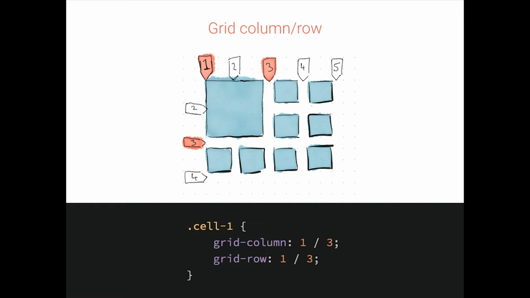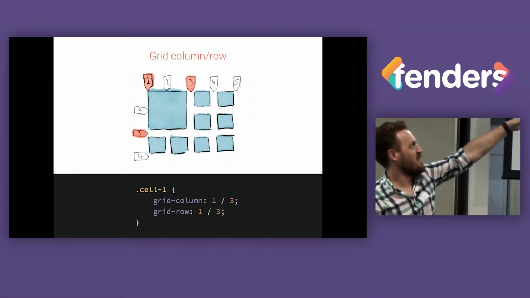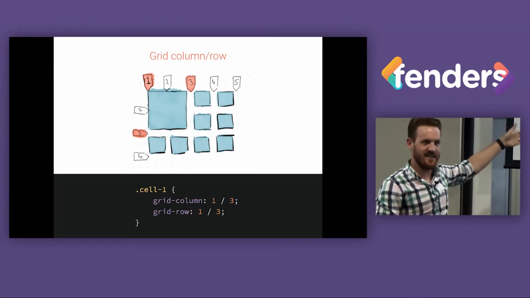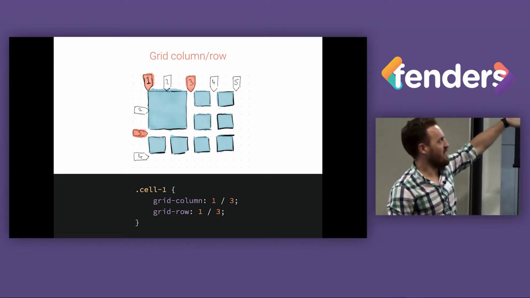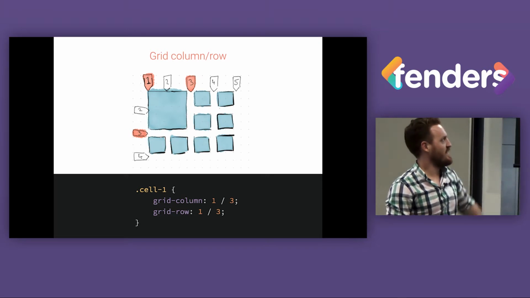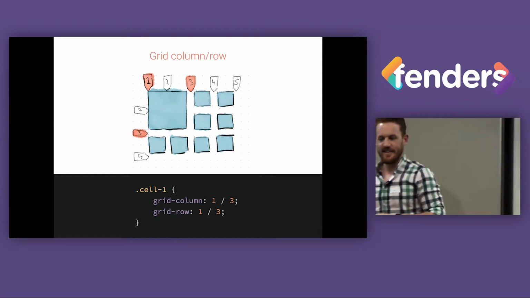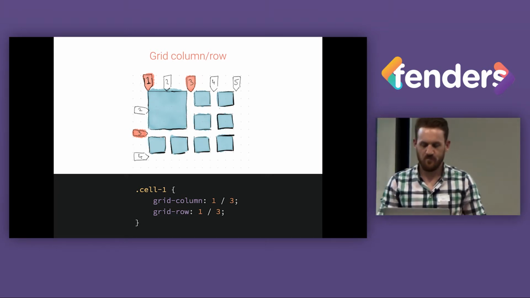When you're working with Grid, you're working with the lines, not necessarily the cells within there. So 1 over to the third line. I'm telling it to start at number 1 and end at number 3. And then likewise the other way, start at number 1, end at number 3. So it's just a little bit of a difference there.